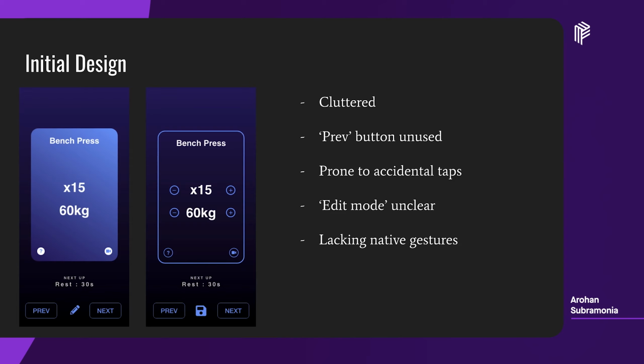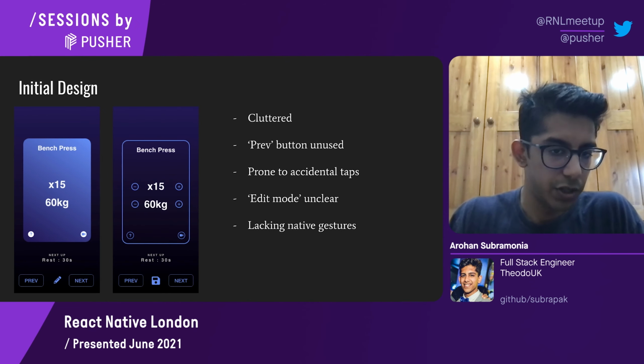It was also prone to accidental taps because of the way that users interacted with the app. So often they'd pick up the app, see what they needed to do, put down their phone, complete the exercise, and then pick up their phone again. So in between, successive picking up and putting down of the phone, their fingers could often accidentally touch one of these buttons and then trigger things that they didn't want to be triggered. So that was another issue.